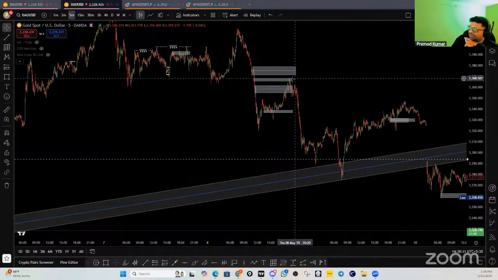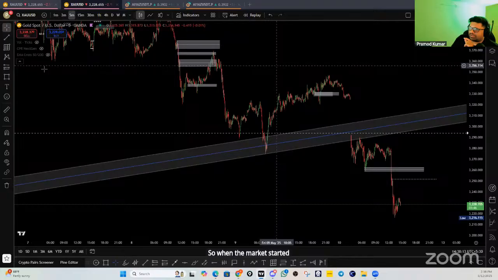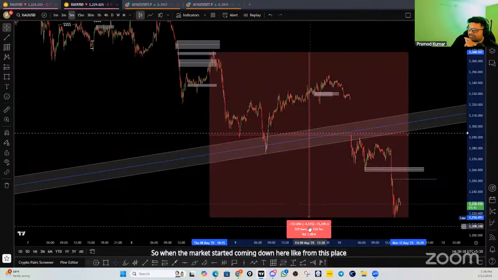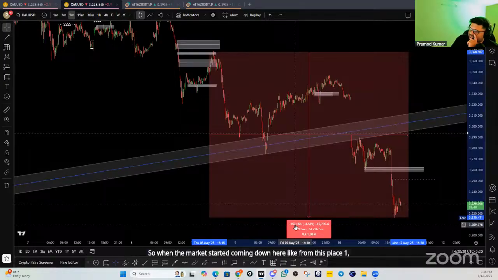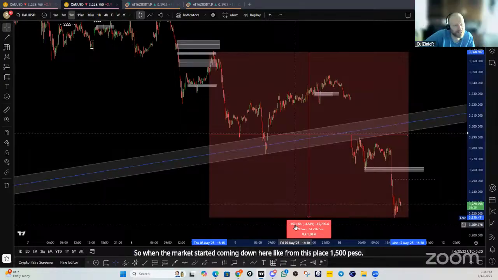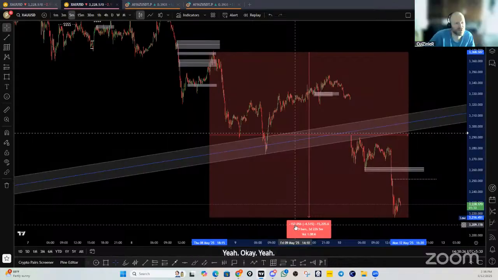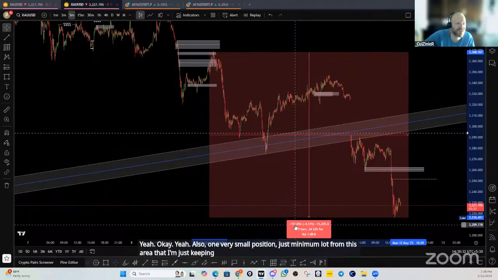Correct. So when the market started coming down from this place, 1,500 pips, sir. Yeah, I'm still holding in my account. Yeah, a small trade. I also have one very small position, just minimum lot, from this area that I'm keeping to hedge myself, in case it really goes down or it goes up. I just keep it for the moment.